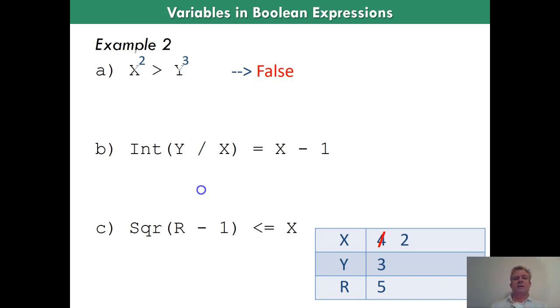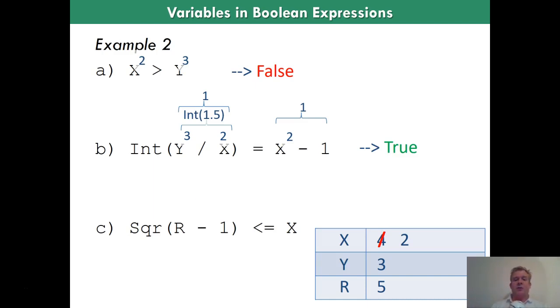Next, we take the int of y divided by x, and we compare it with x subtract 1. So y is 3, x happens to be 2, so we take 3 divided by 2, which is 1.5, and we take the int of that, which is 1. And on the right-hand side, x happens to be 2, we subtract 1 from 2, that leaves us with 1. So, is 1 equal to 1? Well, yes it is. Thus it is true.